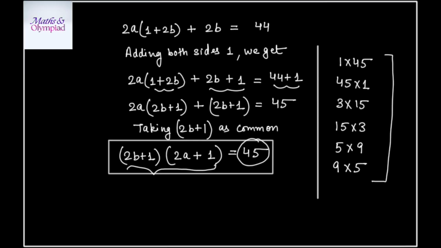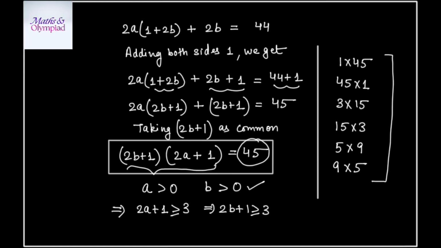Also a and b are positive integers, which is given in the question. Therefore the values of a and b must be greater than 0, which implies that 2a plus 1 must be greater than or equal to 3. Similarly, b is greater than 0, which further implies that 2b plus 1 must be greater than or equal to 3. It means both the factors are greater than or equal to 3.